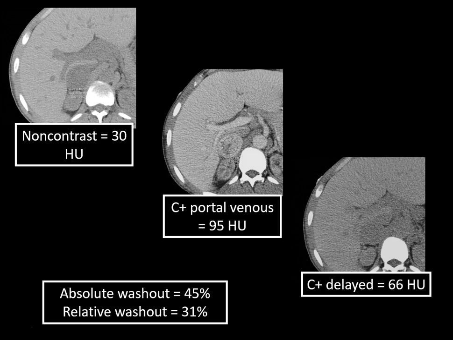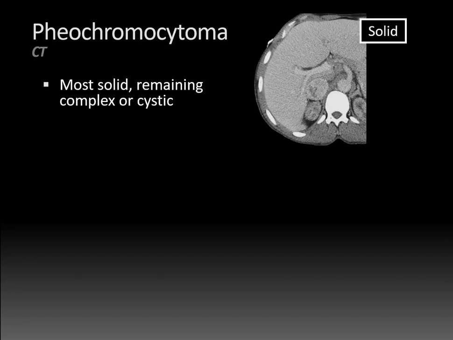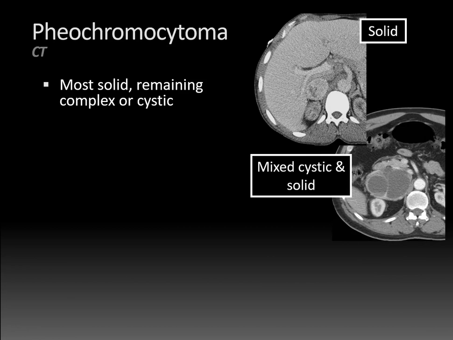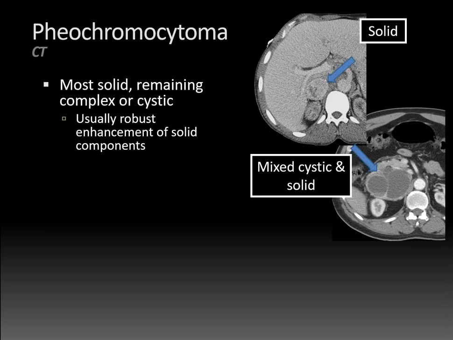So just like on ultrasound, the majority of pheochromocytomas on CT scan will appear solid, the remaining complex or cystic. Here's an example of a solid pheochromocytoma, and this one is a mixed cystic and solid pheochromocytoma, the cystic or necrotic components non-enhancing. And it's extremely uncommon for pheochromocytoma to be purely cystic. Usually there'll be some degree of complexity. And the solid components will tend to show robust enhancement, as you can see there.